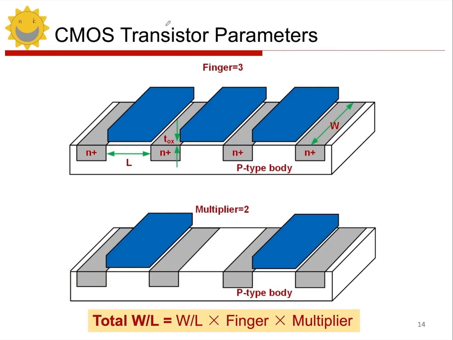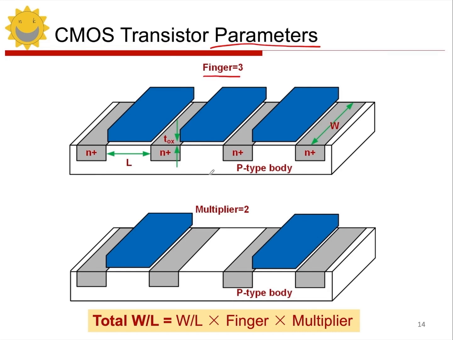Let's introduce two parameters for transistors, finger and multiplier. Finger divides the gate into segments, alternating source and drain. Multiplier duplicates the transistor. Width and length are W and L. For a finger, W/L is the width to length ratio, same for multiplier. In circuit design, both parameters are used.